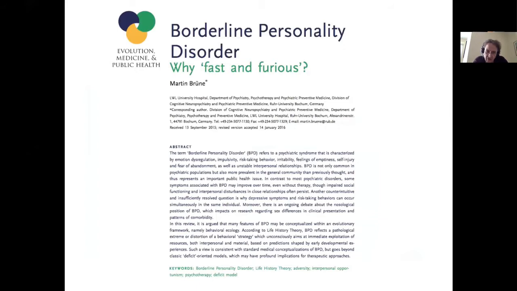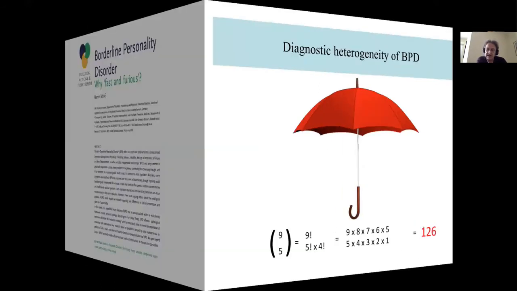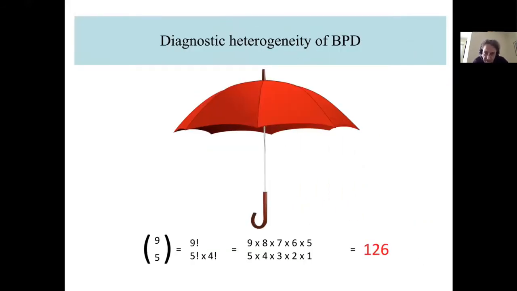And Jeremy has already said one key could be to push the pause button on that fast track. But as a downside, I would like to mention that there is huge diagnostic heterogeneity of BPD. It's not quite like playing a lottery with 6 out of 49 or so, but 5 out of 9 allows 126 different phenotypes of BPD when applying APA or DSM-5 criteria. So that's something we need to keep in mind when talking about BPD in general.